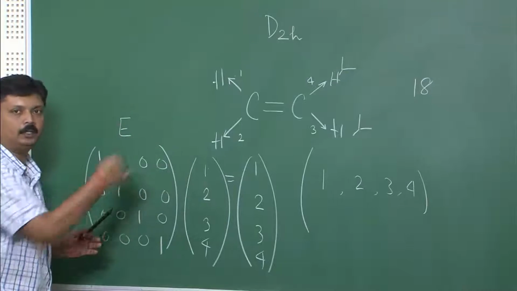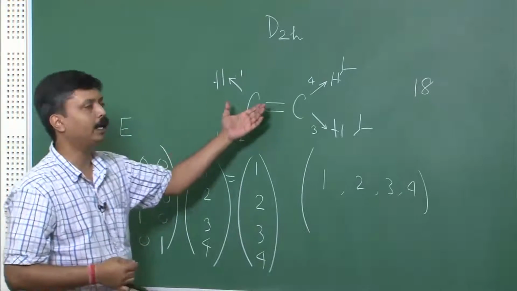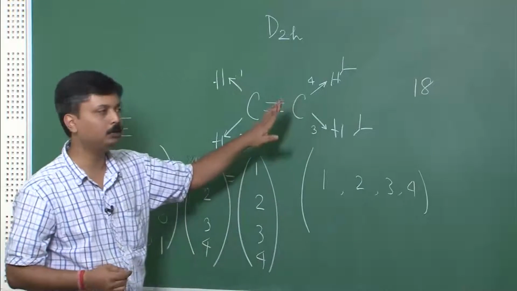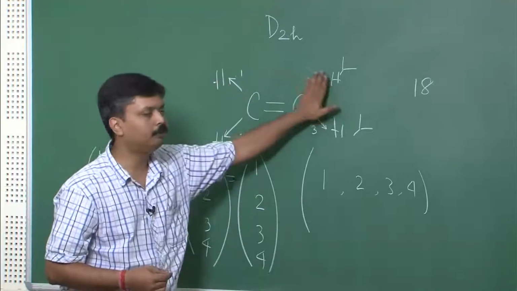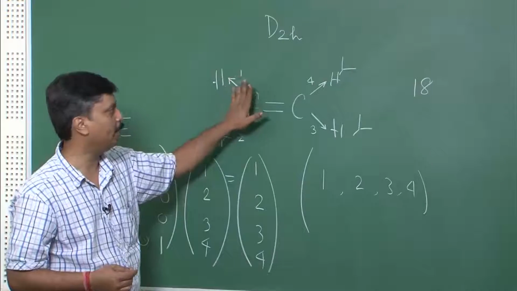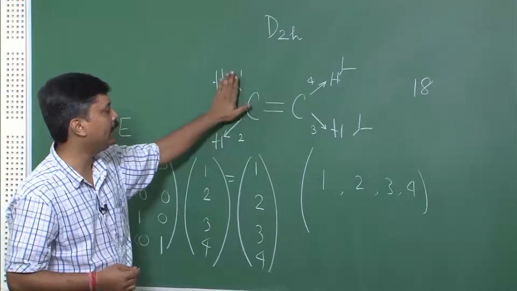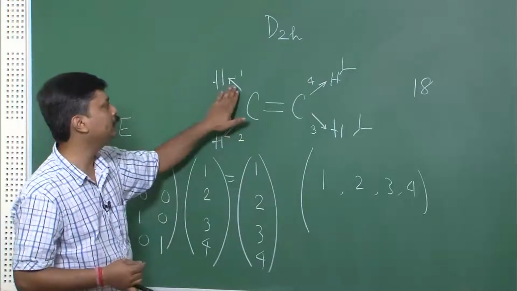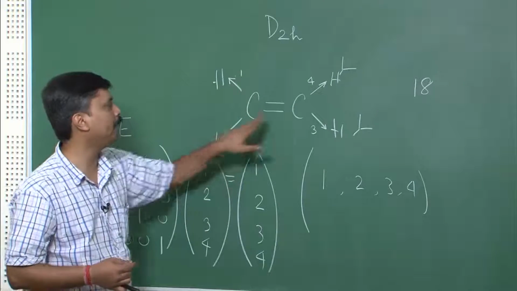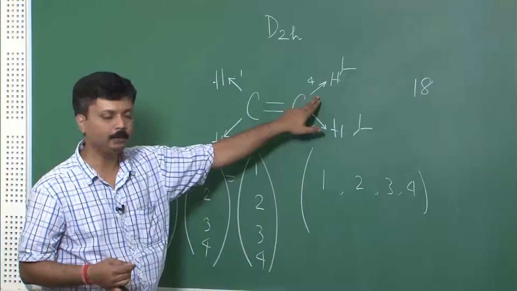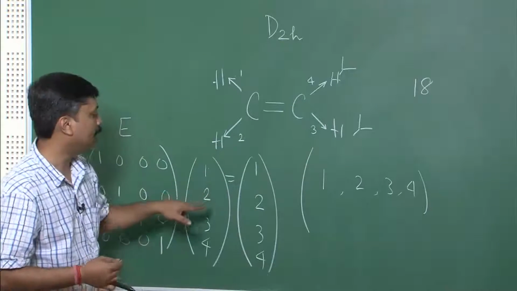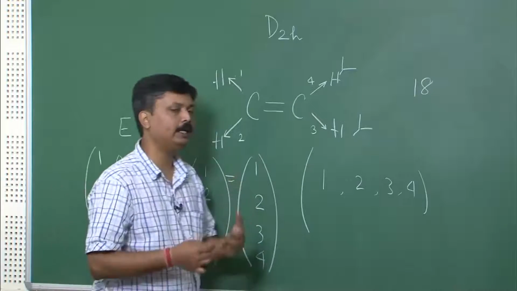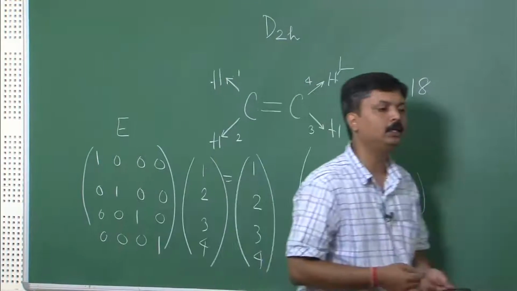Similarly, I can find it for the C2 operation, and I can find other C2 primes here, which are perpendicular C2s. I can find the matrix form for the sigma h plane. We have a sigma h here. For example, if I have sigma h, what will be the matrix form? Sigma h is not going to change any of these bond vectors, right? So it will be exactly the same as this. In that way I can find one particular representation.